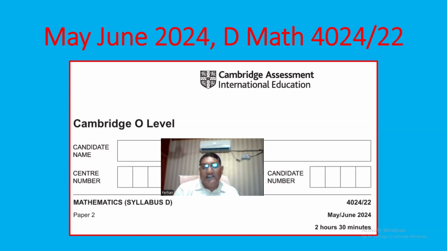Mathematics Syllabus D. The code for this subject is 4024. Today we have selected paper 2 from this subject, the May-June 2024 paper 2. This paper 2 belongs to Zone 2. The time allowed for this paper is 2 hours and 30 minutes. And in this paper, you can use a scientific calculator. So let's start today's paper.